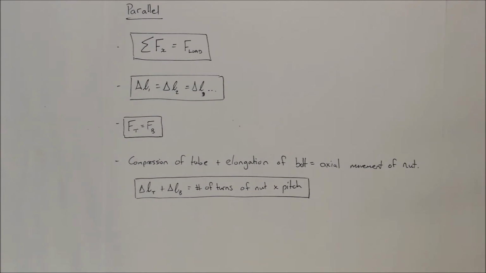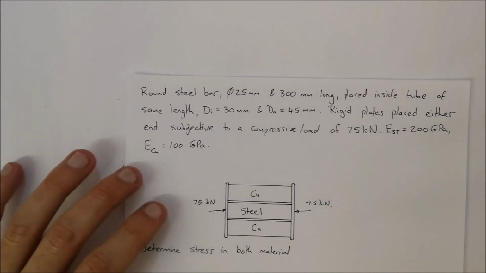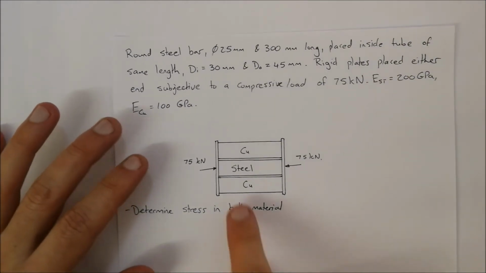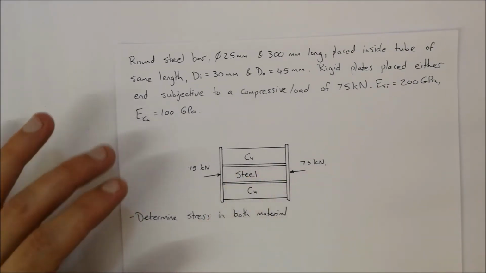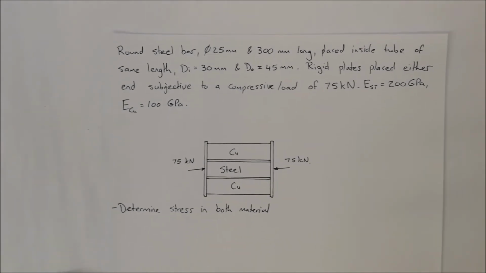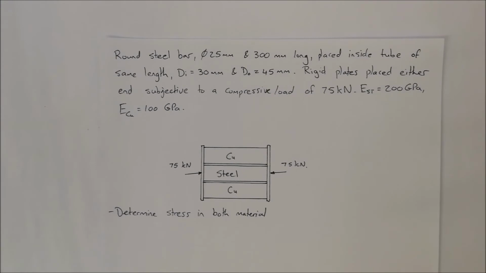Okay, so now that we've had a look at that, let's have a look at an example. We're going to consider a round steel bar that is 25 millimeters in diameter. As you can see in this diagram, it's there in the center. Very much the same scenario we've just looked at in terms of the copper pipe inside with the steel bolt. And it is 300 millimeters long.